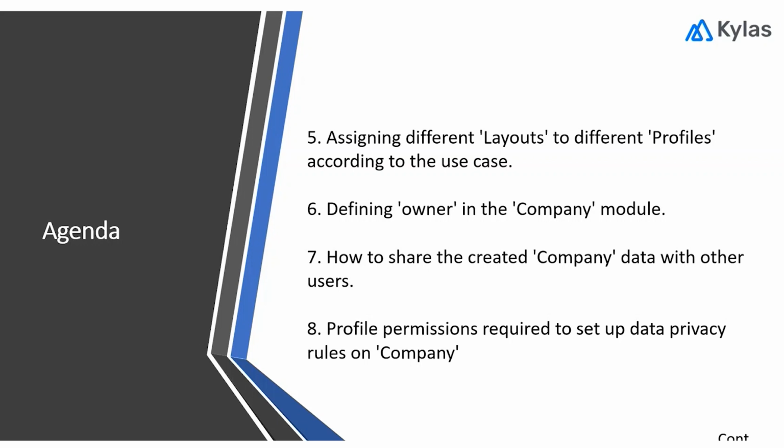Then we saw how the ownership in the company model will help to access the record and maintain data privacy. Then we also saw how we can share the company records with another user based on certain permission. And last but not the least, we saw how this profile permission will help in terms of data privacy, considering the basic permission, administrative, and special access permission as well.